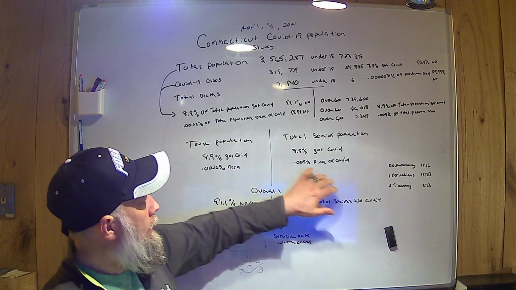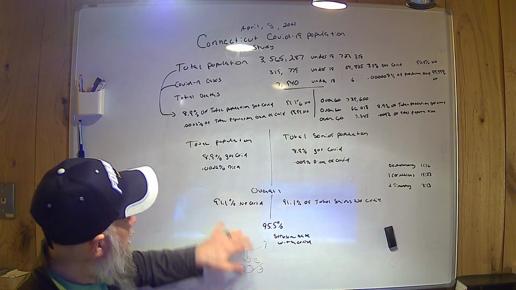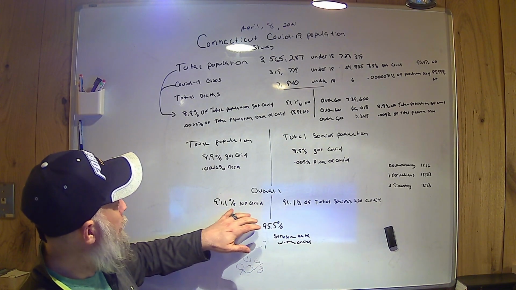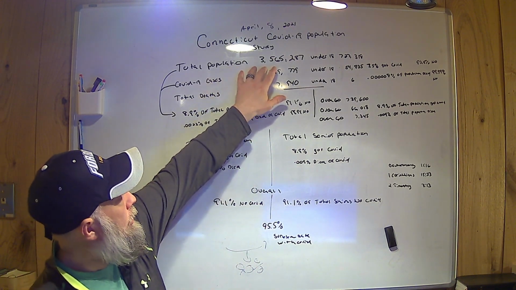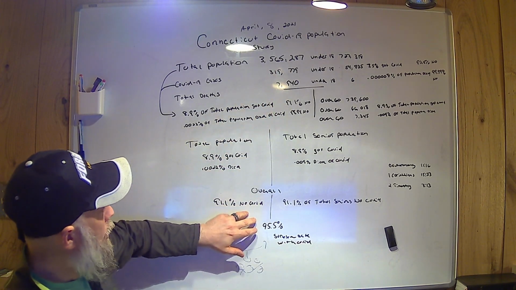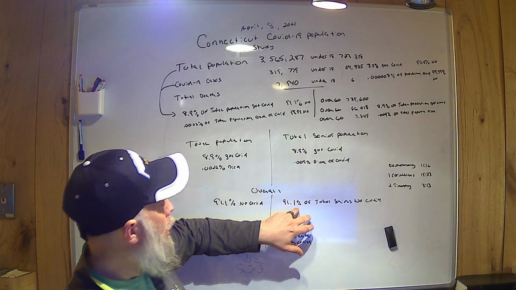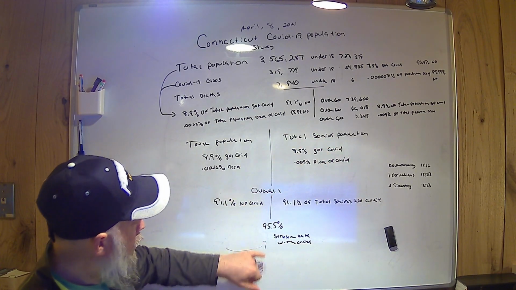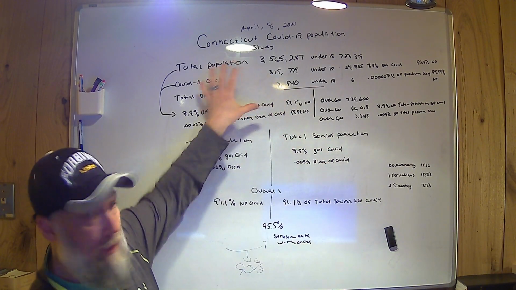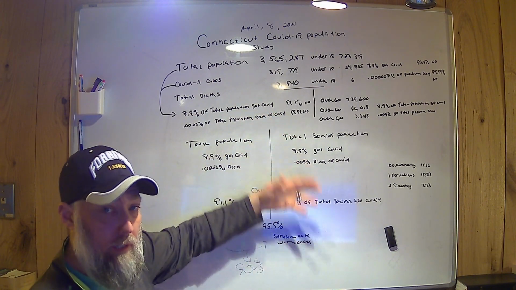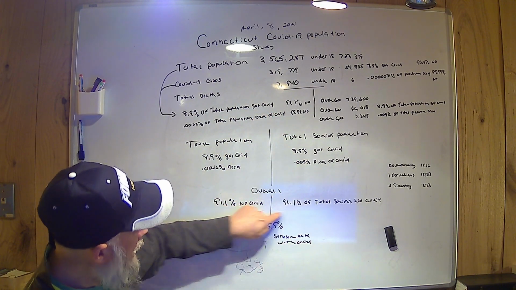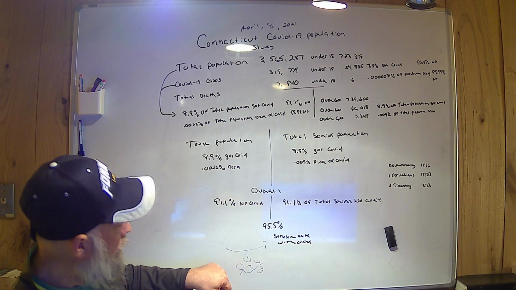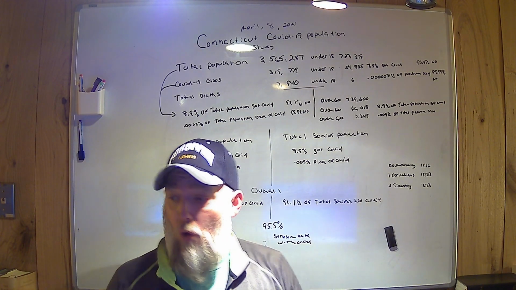I'm just saying. So, overall, 91.1% of the total population, 3.5 million, no COVID. 91.1% of the total seniors, no COVID. Which now we, as a whole, take them all in from 0 to 9, 10 to 19, 95.5% survival rate if you have COVID.